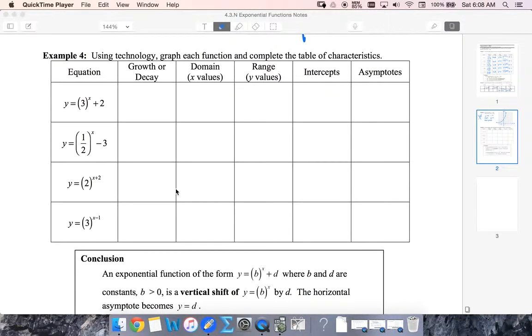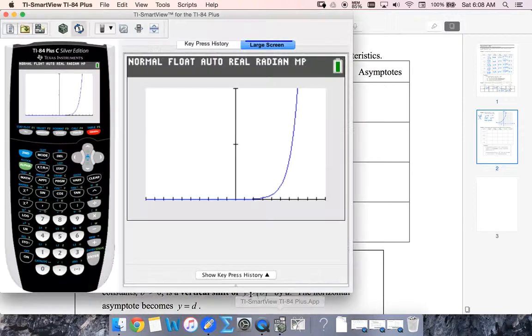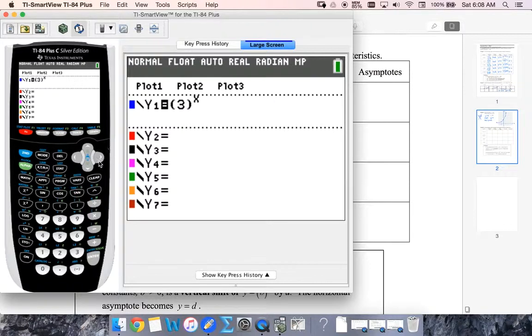All right, in example 4, we've got another sort of exploration. So again, I'm going to do the first one with you, and then I'm going to leave you these two to fill out on your own. So 3 to the x plus 2, let me come back to my calculator. So y equals, I'm going to change my 3 to the x, get out of the exponent, and add a 2.